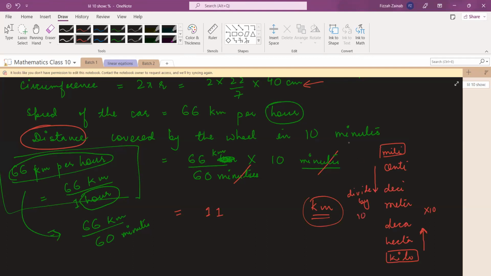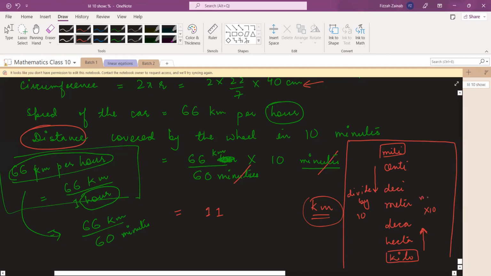So you have to memorize this conversion table. Here you will multiply, which is very obvious, right? You are going towards a smaller unit, so obviously you will multiply. And when a small unit becomes a large unit, obviously you have to divide, because the answer will get shorter. Understand?